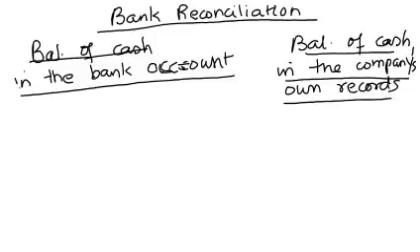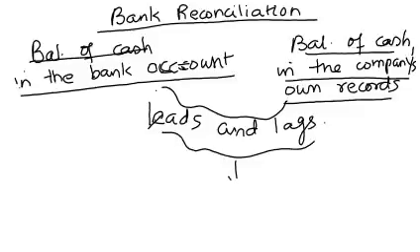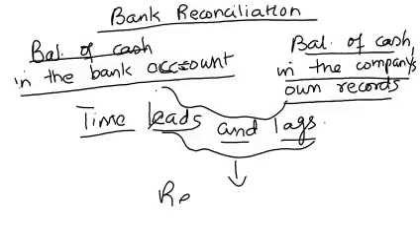So basically what's happening is that between these two accounts, there are leads and lags. Let's just talk about this as time leads and lags, and we are trying to reconcile them. There are some basic rules we follow to do the reconciliation, so let's look at reconciliation in greater detail.